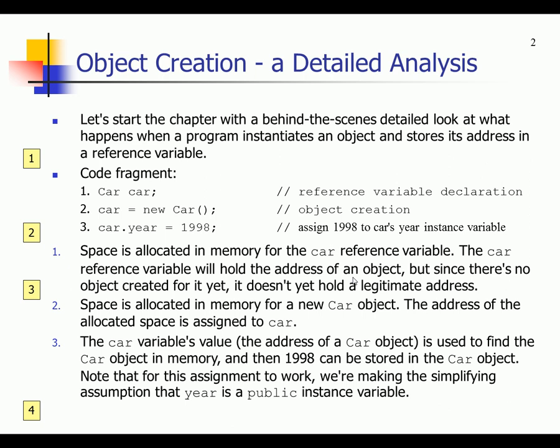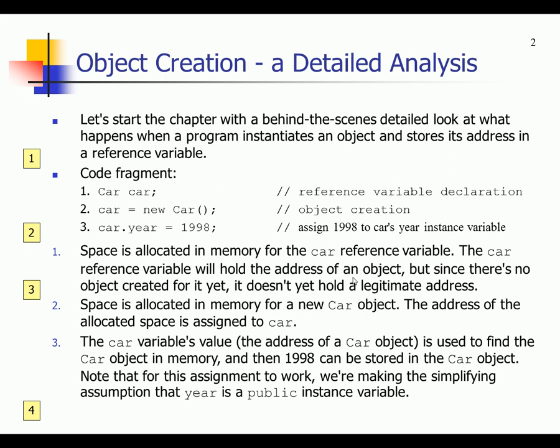So, this code fragment. What does this code fragment do? What does car do? It creates a car. What type of object is this? It's a car. Little c or big C? Big C. It's an object of type big C Car.